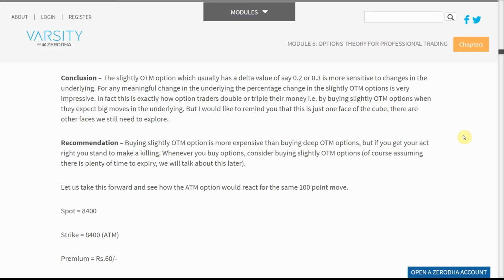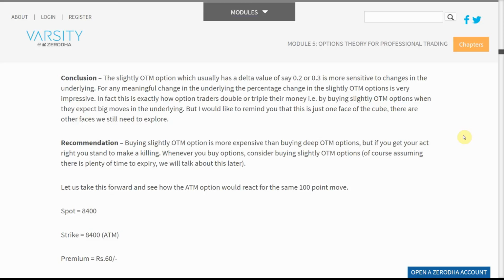Recommendation: buying slightly OTM option is more expensive than buying deep OTM options. But if you get your act right, you stand to make a killing. Whenever you buy options, consider buying slightly OTM options, of course assuming there is plenty of time to expiry. We will talk about this later. Let us take this forward and see how the ATM option would react for the same 100-point move.